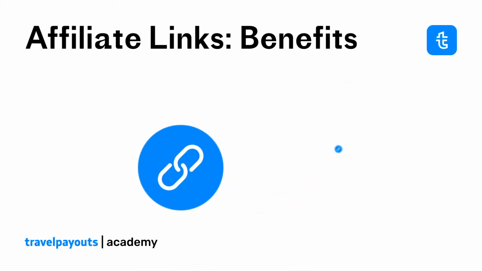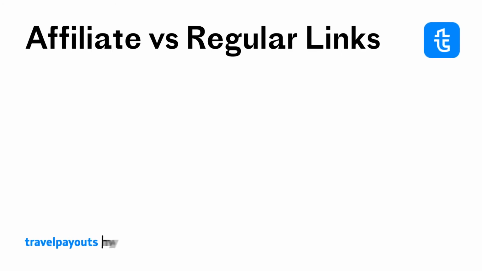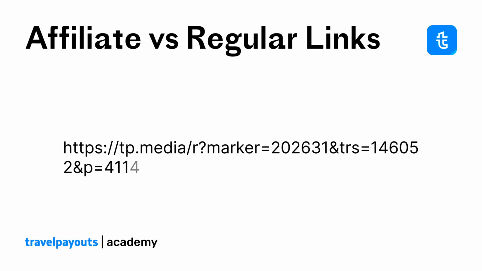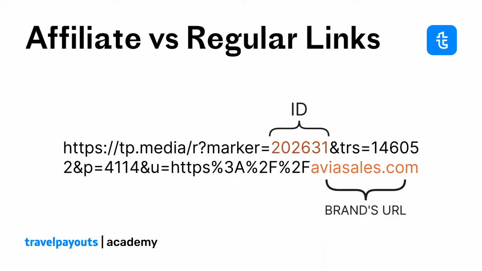This tutorial will walk you through the process of creating affiliate links with Travel Payouts. But first, let's see what makes affiliate links different from regular links. An affiliate link is a specific URL that contains a brand's URL and your affiliate ID, which is an individual code used to identify publishers and give them credit for a sale. For example, in this link, aviasales.com is the brand's URL, while 202631 is your affiliate ID.